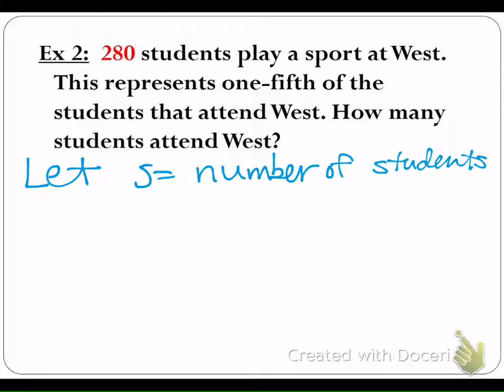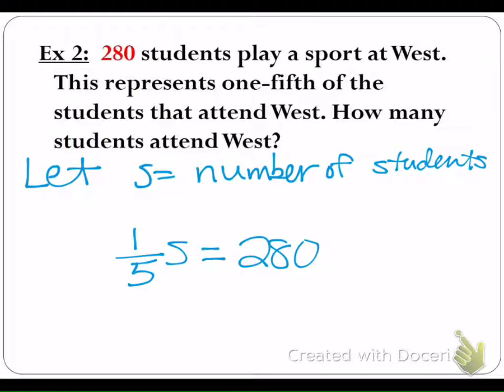All right, so 1/5 of the students. So what am I going to do? 1/5 S equals 280. Good. The way that you read this, you might have done 280 equals 1/5 S. That's fine. I just prefer the variable on the left side. I feel like it makes it easier. Either way, they're equal. It's not a big deal.